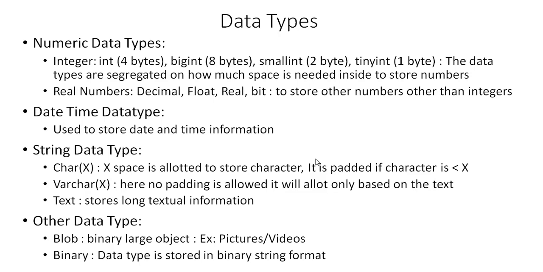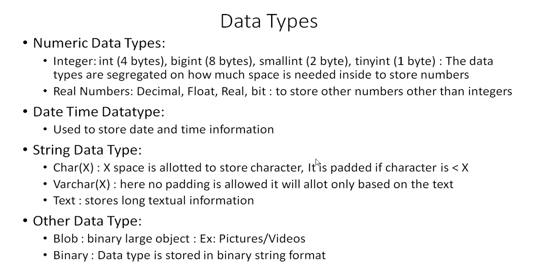In this session, we will go through the data types which are available in SQL. The data types in SQL can be grouped into four different groups: numeric data types, date time data types, string data types, and other data types. Under numeric data types, it can be classified into integer and real numbers.